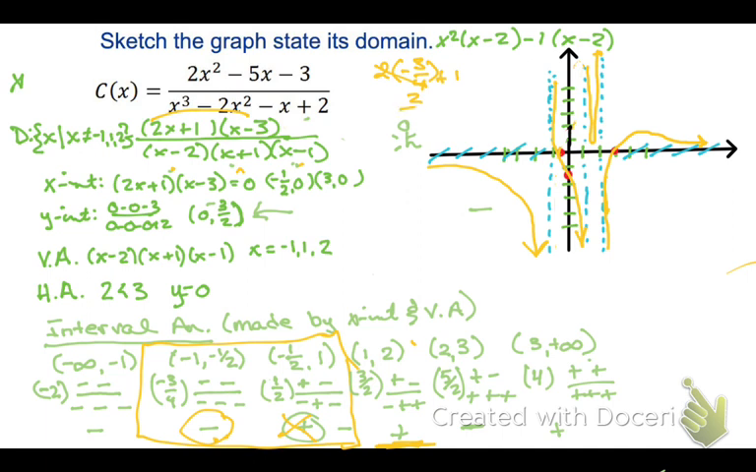Negative 3/2 is definitely larger than 1, so that'd be negative. It'd be negative because that's a negative. It'd be negative here, negative here, negative here. I'm going to have to go back and find what we did wrong.